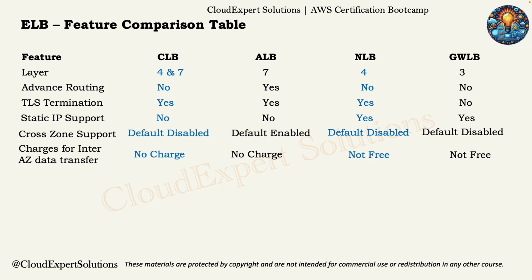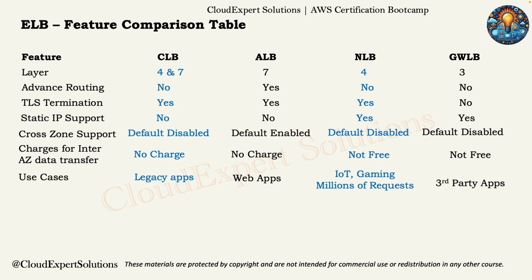Once you enable cross-zone load balancing, that means you are sending traffic across availability zones and AWS charges for that. For Classic Load Balancer, there is no charge, although it is by default disabled. If you enable cross-zone load balancing, Classic Load Balancer does not charge. Similarly, Application Load Balancer. However, for Network Load Balancer and Gateway Load Balancer, they are disabled by default. But if you enable, you need to pay the data transfer fee between availability zones.